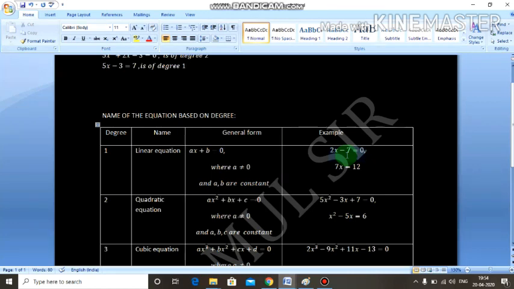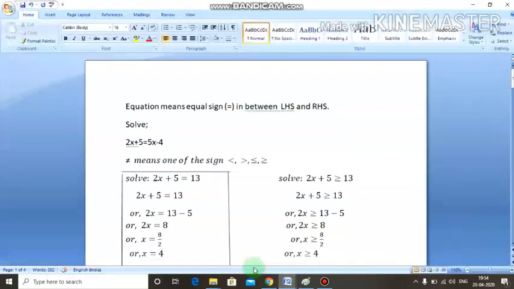In rough words, suppose we have a left hand side and a right hand side, and in between them an equal sign is there, then this is called an equation. For example, the first one, 2x plus 5 equals 5x minus 4. Here, in between the left hand side and right hand side an equal sign is there, so this is called an equation. So from equality we have equation.